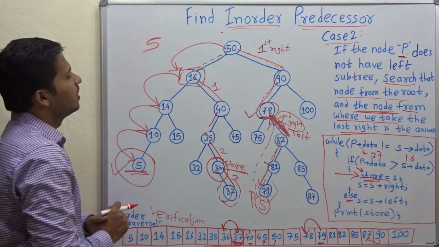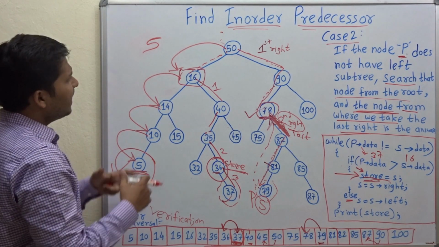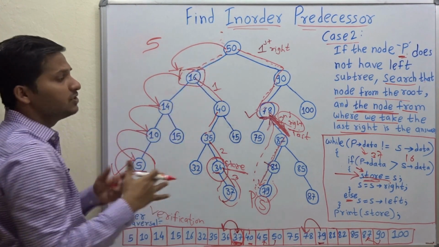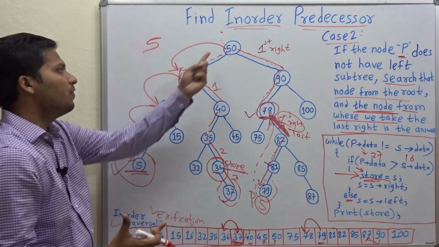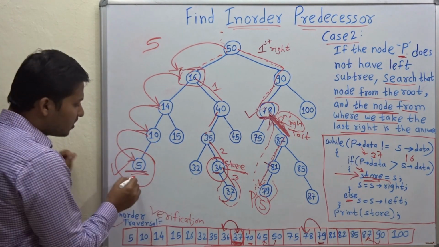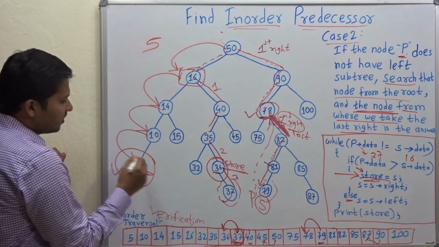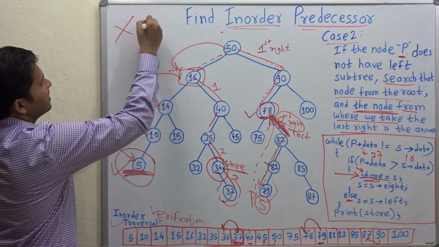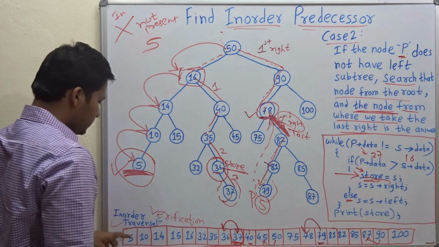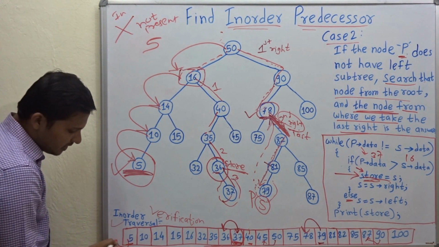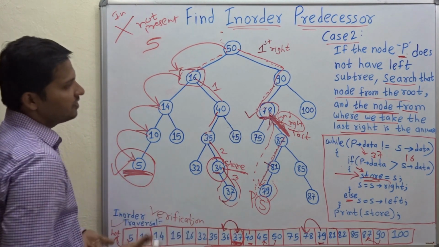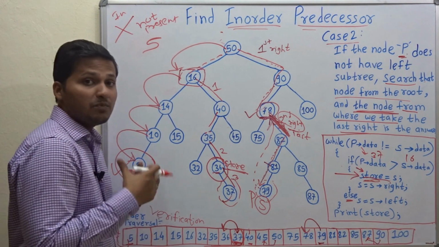So we stop here. Now we have never taken a right turn in this path. Nowhere did we go to a right child. That means there is no in-order predecessor for 5. The in-order predecessor is not present, because 5 is the first node in this sorted order. So in this way this mechanism works.